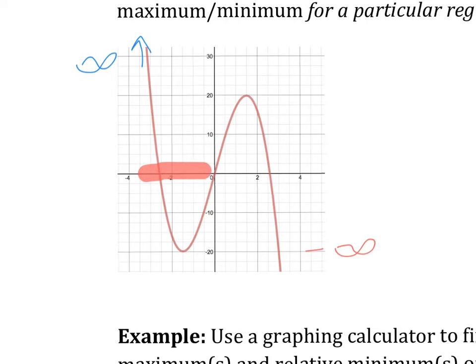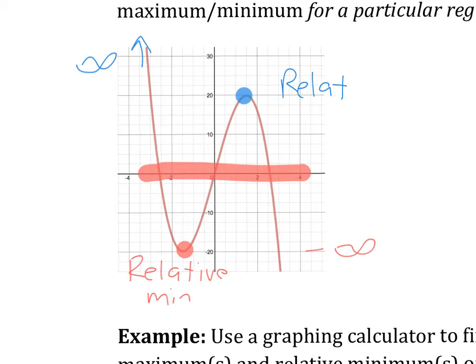But what if I was just talking about a particular region? So that's where we start talking about what's called a relative max and a relative min. So right here would be known as a relative minimum, because just talking about the region, that's the lowest I get for the region. And the same thing applies over here. This maximum right there is just relative to that region. So we call it the relative max.